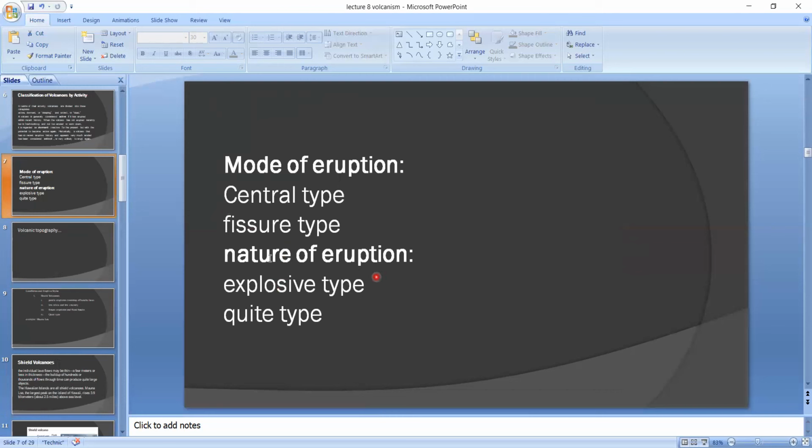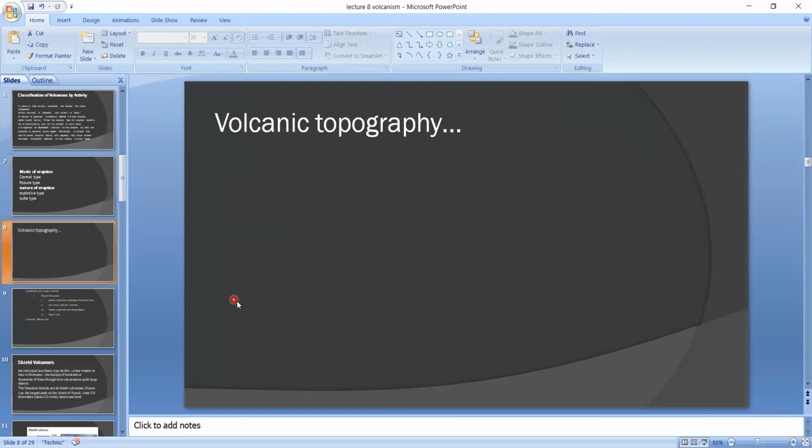Similarly, on the basis of nature of eruption, we also classify volcanoes as explosive type and quiet type. So you always have imagined if there's volcanism, there will be explosion and blast and extreme noise and lava. But that's not the case. Sometimes the volcanism is explosive and sometimes it's quiet, and it will be releasing lava from the volcano very quietly and slowly, and you won't even hear it.